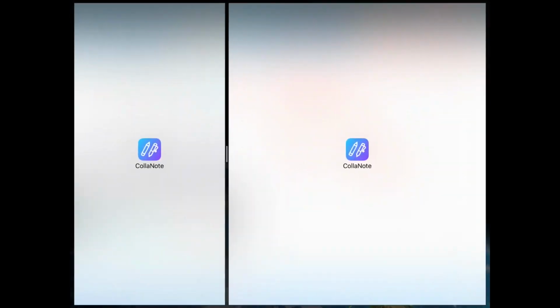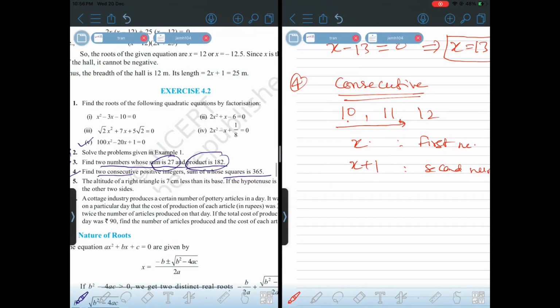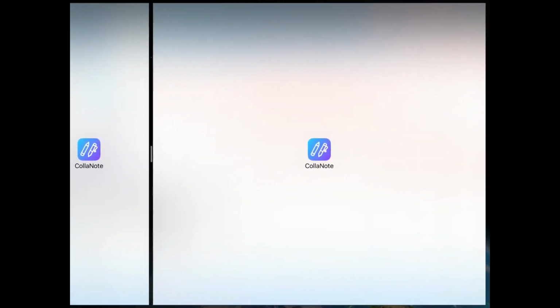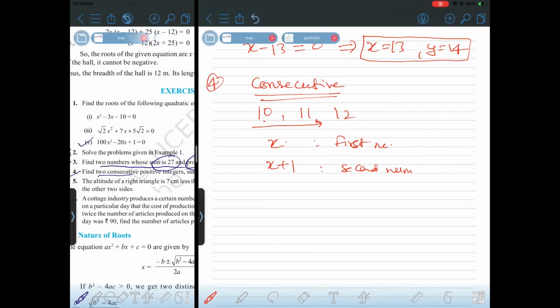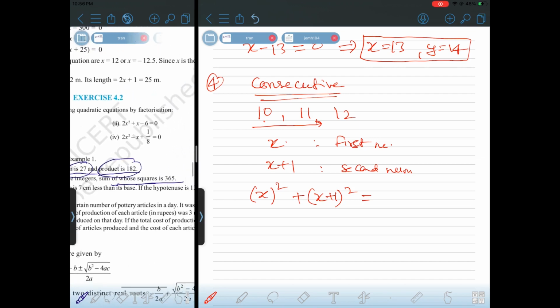Now what it says is that the sum of squares is 365. So our task is to do the squares of these two numbers. What will we do? We will say x whole square plus x plus 1 whole square is equal to 365, right?